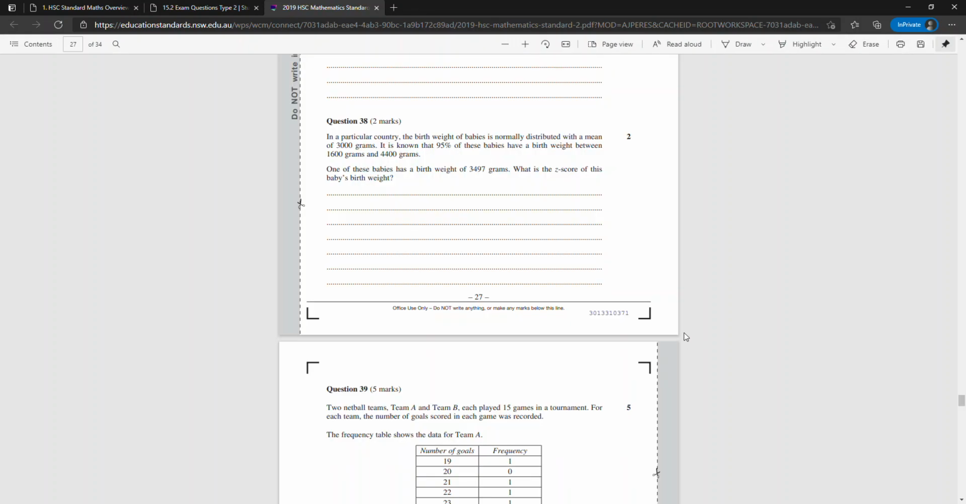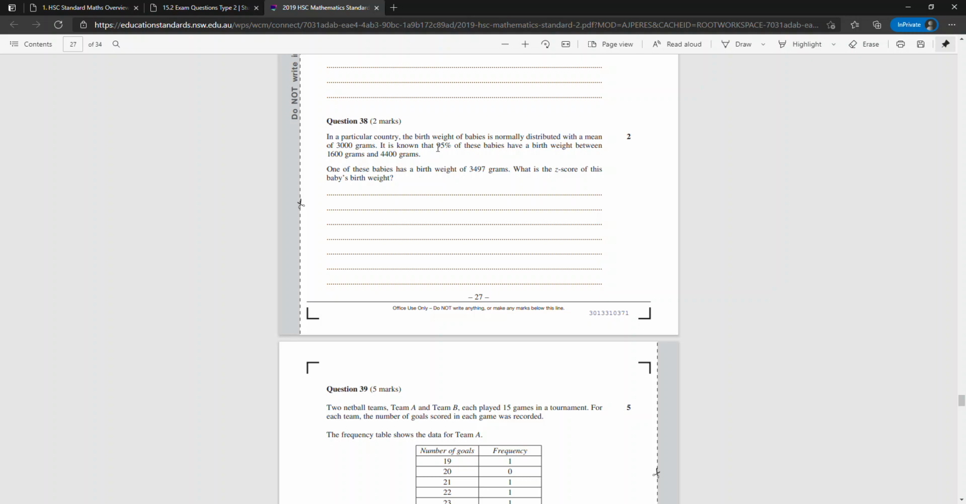Now this question is telling us the weight of babies is normally distributed. It has a mean of 3,000. And it's also telling us that 95% of the babies have weight between 1,600 and 4,400 grams. And then what it's asking you is to calculate the Z-score for a baby that is 3,497 grams.